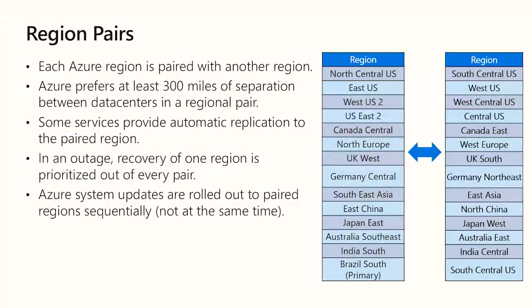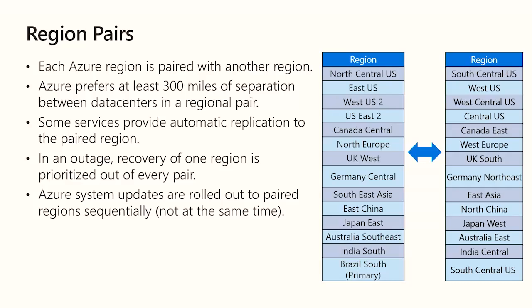I mentioned this: every region has a pair. This is a small subset of the region list. We have lots of regions around the world, but you see some of those common pairs. The general rule of thumb is every region pair has to be at least 300 miles apart from each other, so we're talking about huge physical separation. This is done by design. You don't pick the region pairs. Once again, just like our geographies, at Microsoft we design these region pairs.